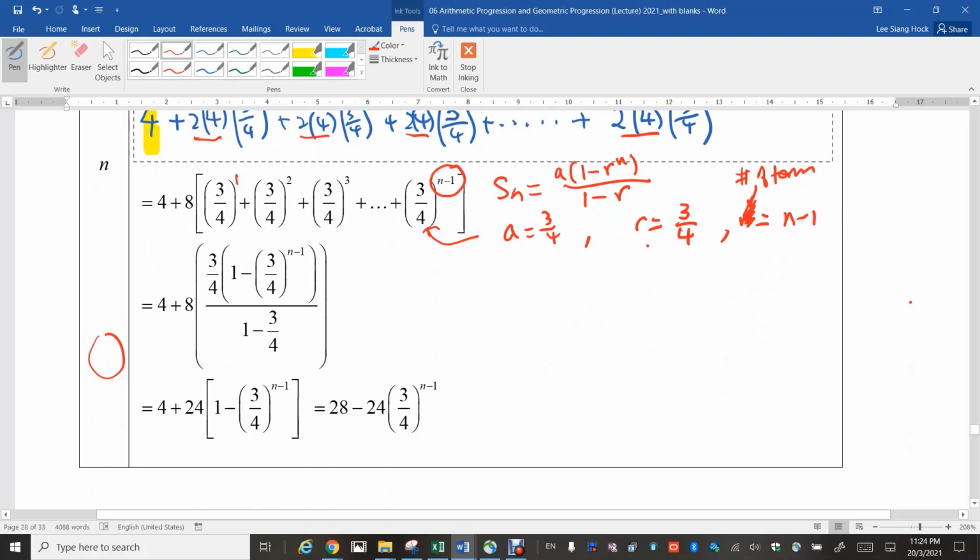So you apply all this into the formula. You have 4 plus 8 multiplied by a, multiplied by 1 minus r to the power of n minus 1, where n minus 1 is the number of terms, then divided by 1 minus the ratio. After that, of course, you can simplify with algebraic manipulations. Then this will be the final answer.